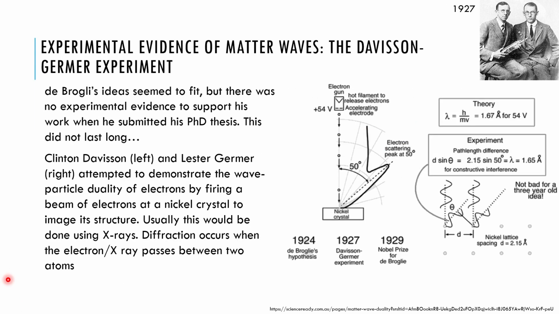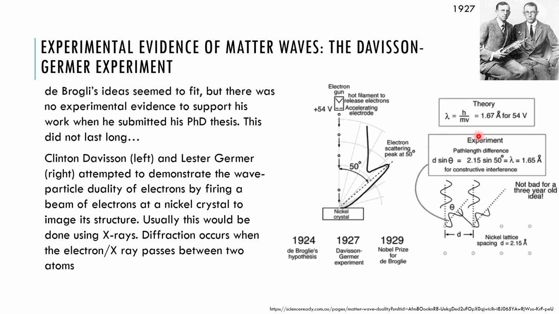A few years later, Davisson and Germer were working on trying to demonstrate the wave-particle duality of electrons. They did so by firing a beam of electrons at a nickel crystal to image its structure. Effectively, they were trying to replicate experiments involving a field of science called crystallography. Now, crystallography was usually conducted using X-rays, and was based on the idea that incoming X-rays would diffract as they passed through the gaps between atoms in a crystal. Effectively, we would be seeing behaviors that are similar to what we see in Young's double slit experiment.